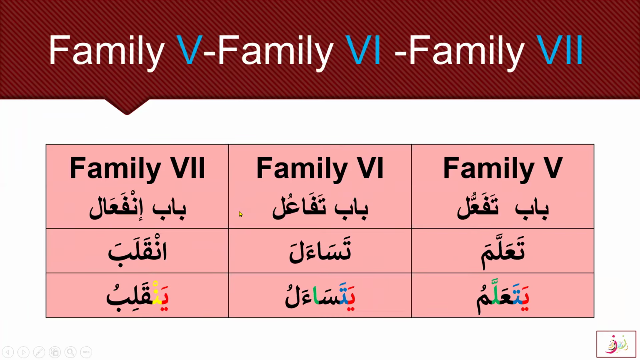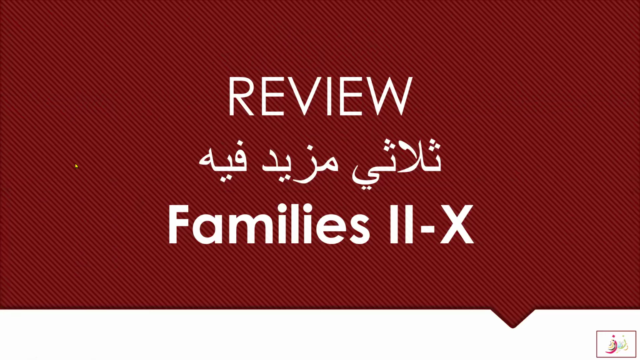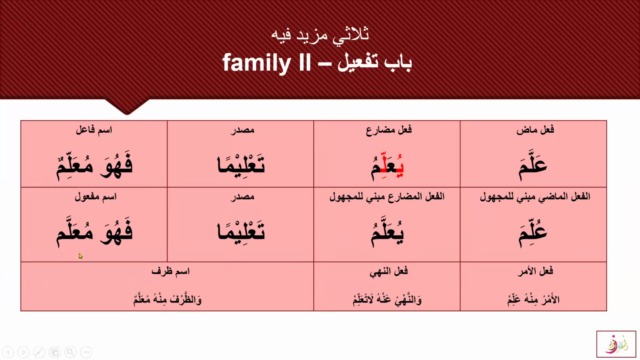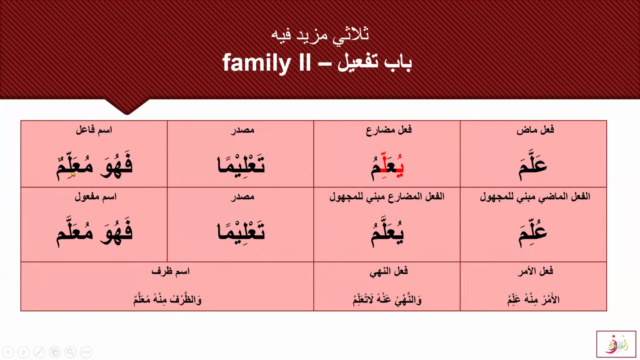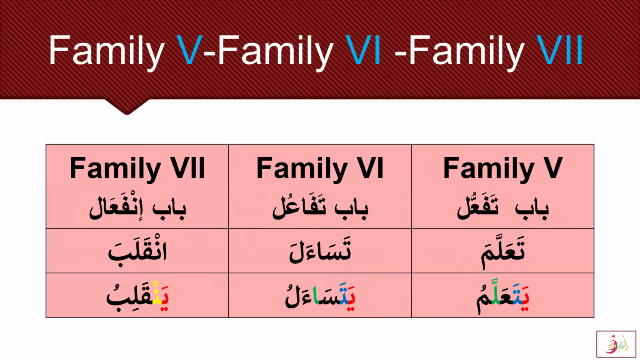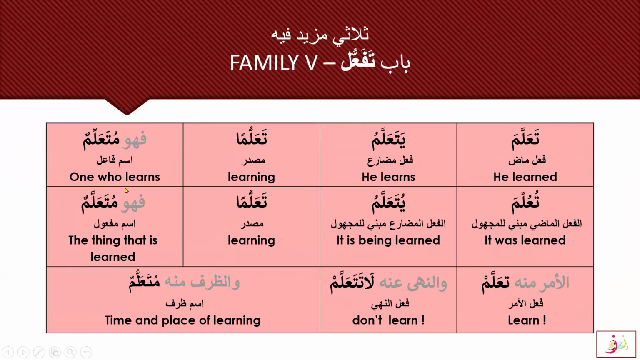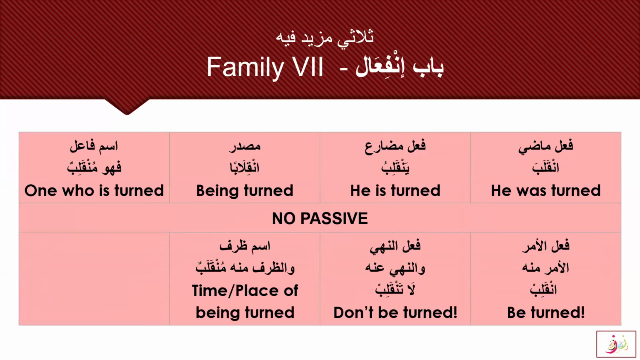You can also notice here the ism fa'il that it also starts with a meem with the dhamma. Mu'allimun, mu'allamun, here mujahidun, mujahadun. Again, the fathas here, the kasra here in the ism fa'il, and the fatha on the ism maf'ul. Then here muslimun, muslamun. Then here you can see muta'allimun, muta'allamun: one who learns, a thing that is being learned. So here mutasa'ilun and mutasa'alun.